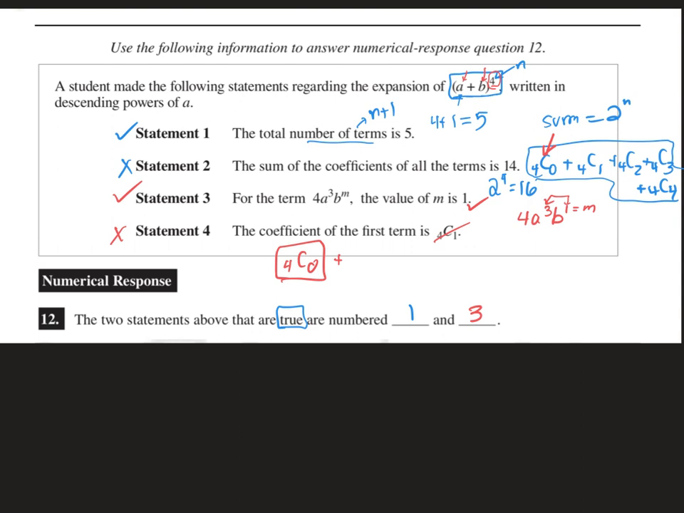Alrighty, so your answer would be 1 and 3. You put in your 4 little boxes like that.